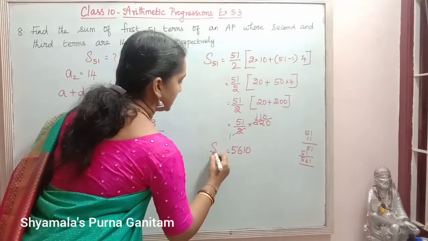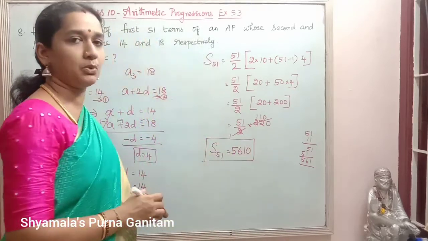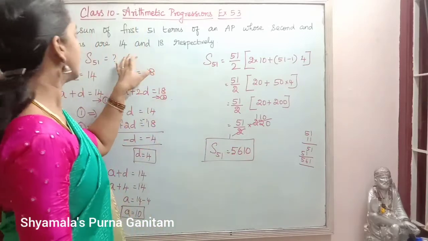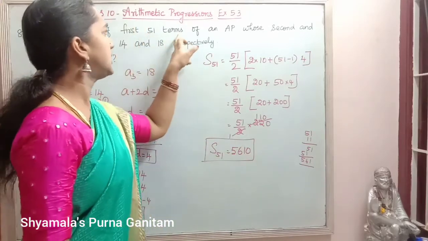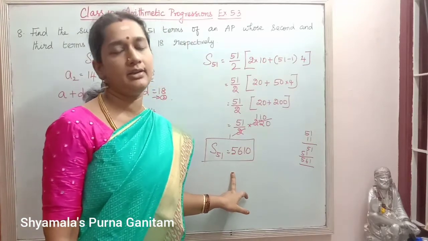So S51, the sum of 51 terms in the given sequence for the given question, is what we are asked to find. So S51 is 5610.